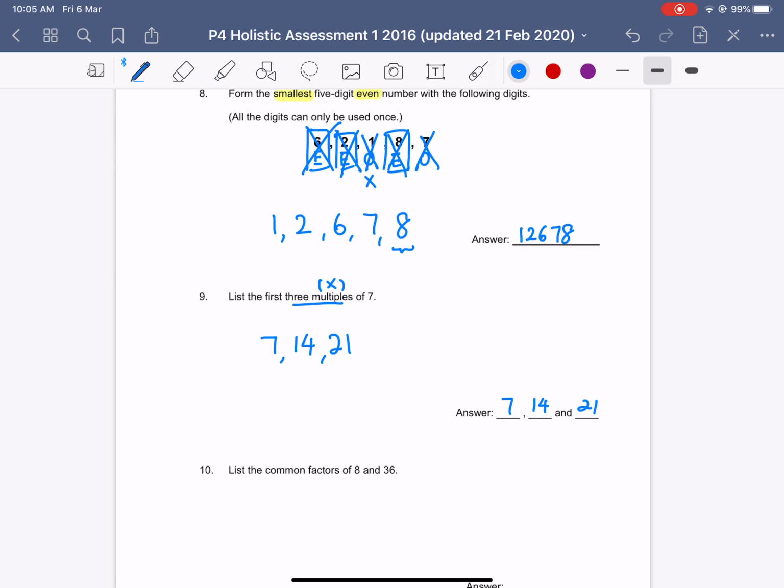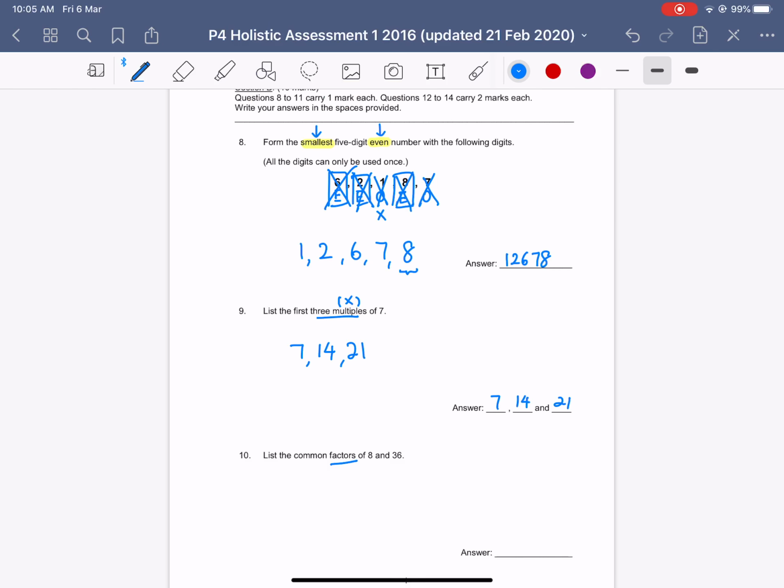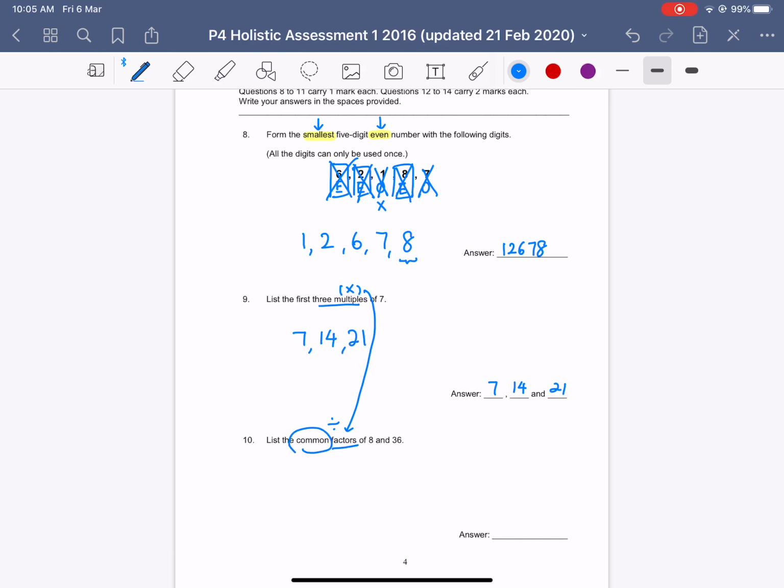Now, question number 10, it seems that some of you have forgotten what factors are. Now, if multiples is about multiplication, factors will be about division. So, to list out all the common factors, let's start with 8 first. What are all the factors that can come along with 8?